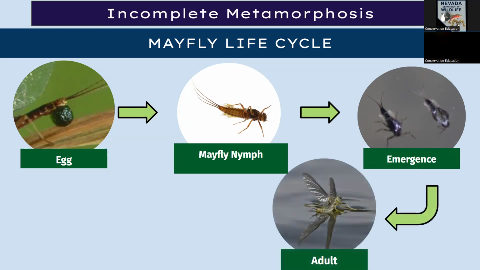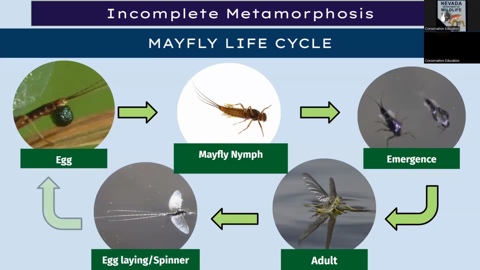That molting process is going to allow them to slowly change into the adult. And mayflies are actually really interesting and unlike the other ones in the sense that their adult life is extremely short. They're not even going to be eating at this point. They only live for a couple days. Their whole purpose is to lay their eggs and begin the cycle again.